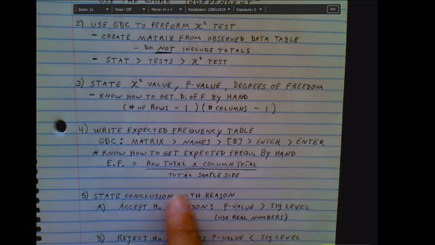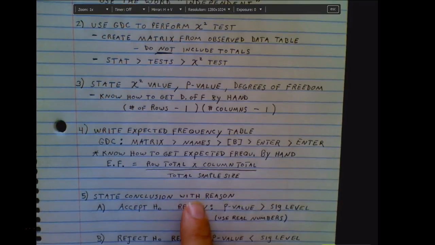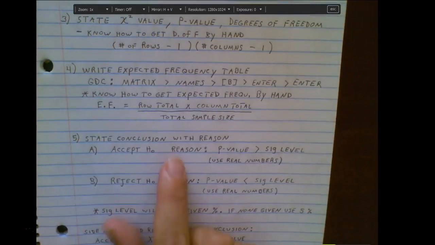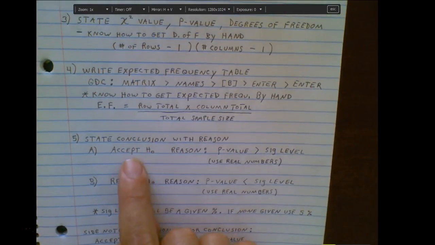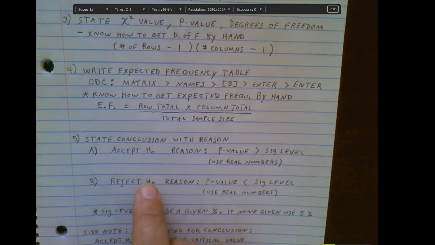The last thing that we're going to do is to state the conclusion with a reason. So really important. Here's the last step. This is where every one of these ends, is to state a conclusion. And you'll either say, I accept the null hypothesis, and literally that's all you have to say. I accept the null hypothesis, or I reject the null hypothesis.